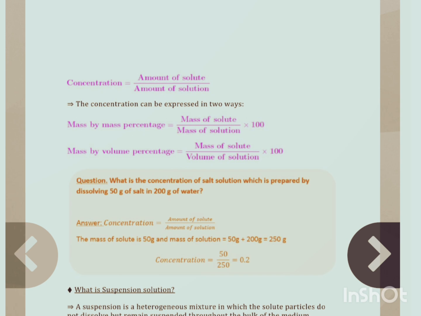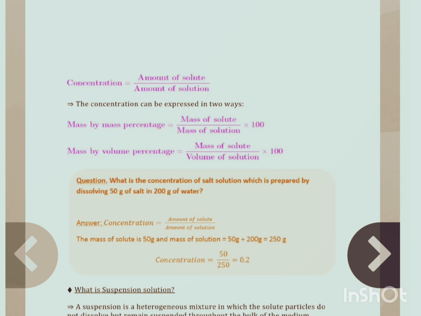So one question we have here: what is the concentration of a salt solution which is prepared by dissolving 50 grams of salt in 200 grams of water? Answer: the concentration equals amount of solute divided by amount of solution. The mass of solute is 50 grams, and the mass of solution is 50 grams plus 200 grams, equal to 250 grams. So the concentration is 50 divided by 250, which equals 0.2 grams. Okay.